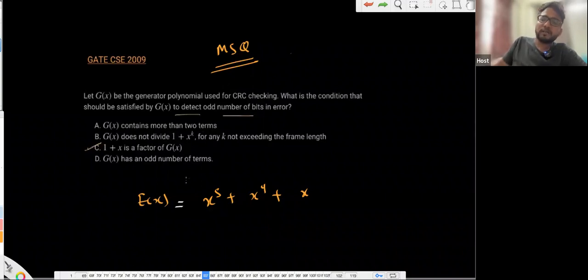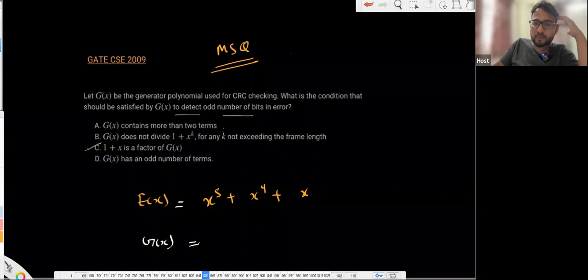Okay, so they're saying that if G(X) is such that it does not have 1 plus X^K as a factor, G(X) has more than 2 terms. No, this is also wrong, right? I mean, if G(X) has more than 2 terms, then it can divide. I want that it should not be able to divide. So they are saying G(X) will not divide this E(X) if G(X) does not divide 1 plus X^K.